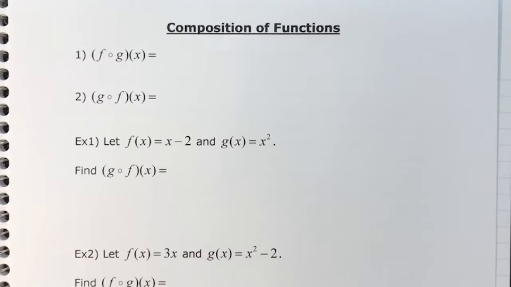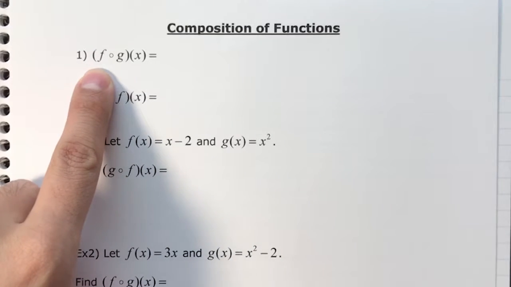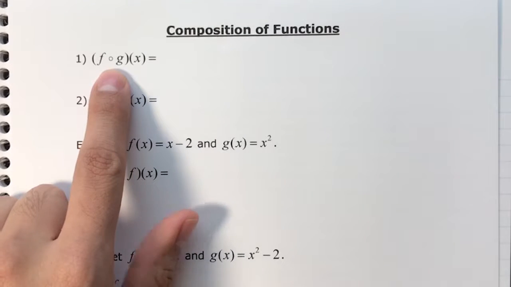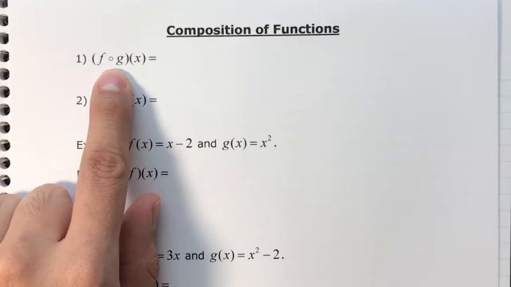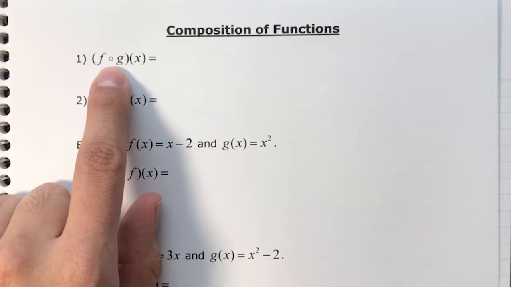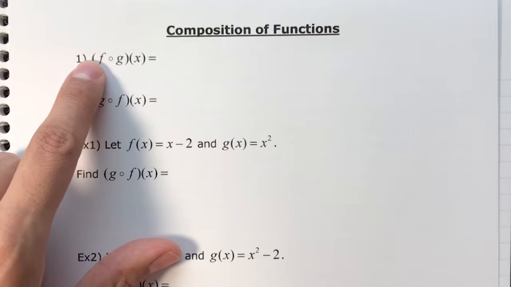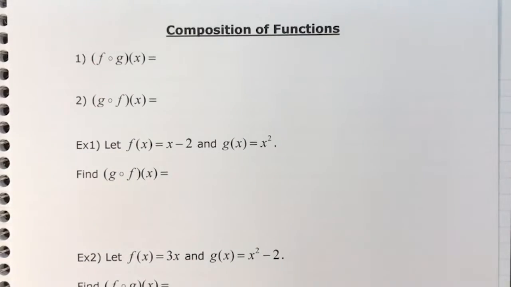So let's start off with this equation. We always want to read it from left to right. I want you guys to notice that whenever you're doing composition of functions, you always have an open circle, floating in the middle between the two variables f and g. So what does that mean exactly?